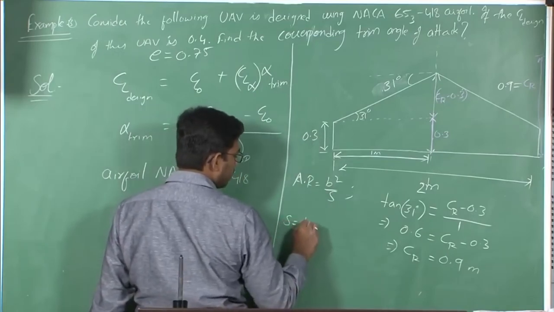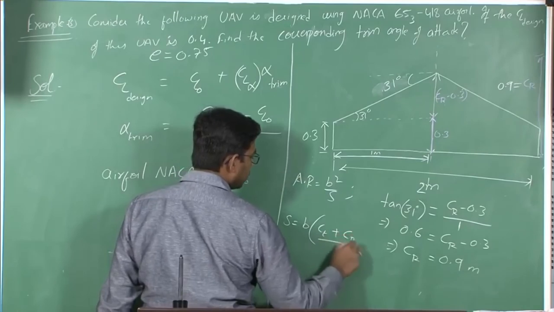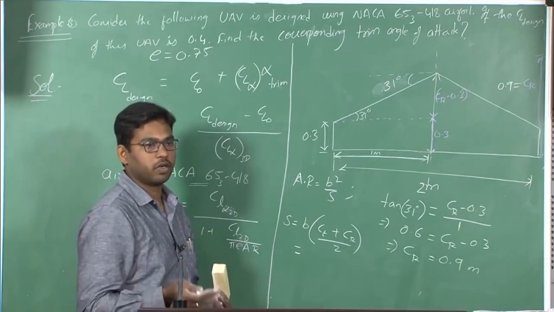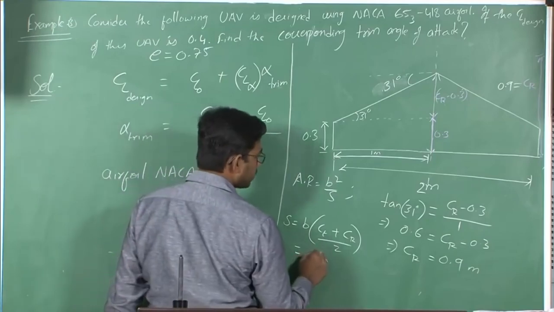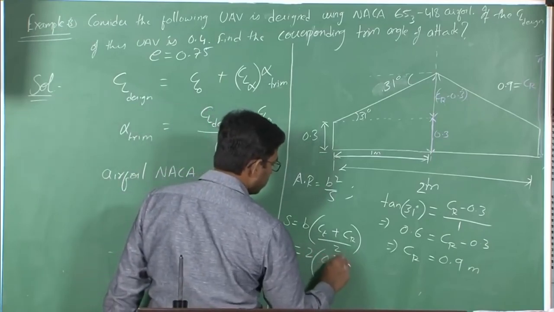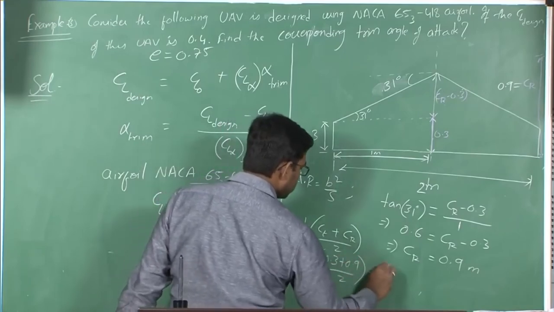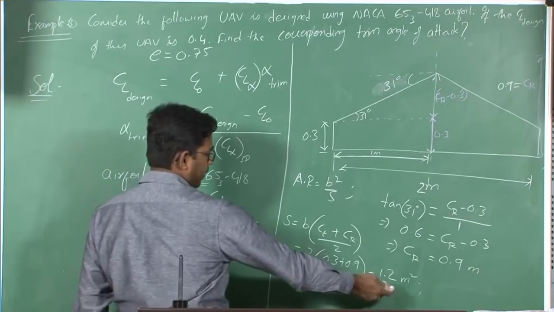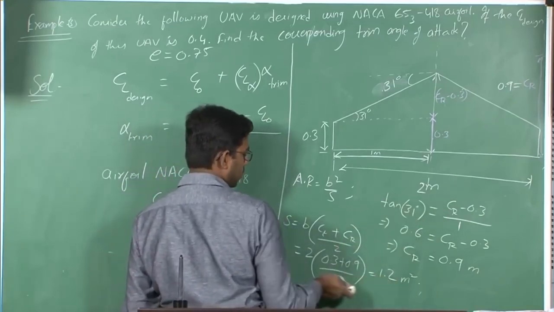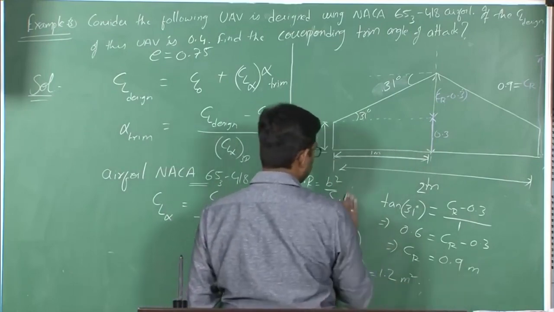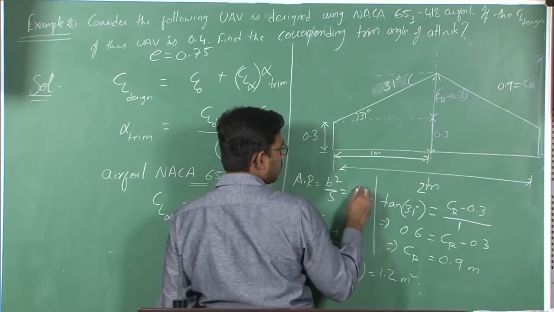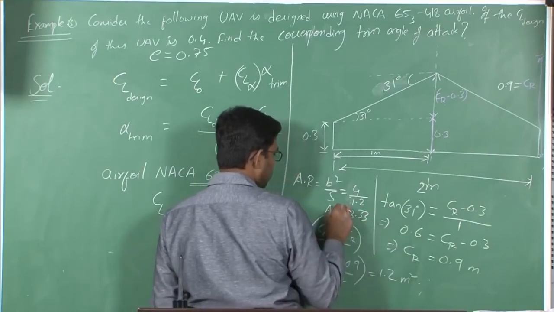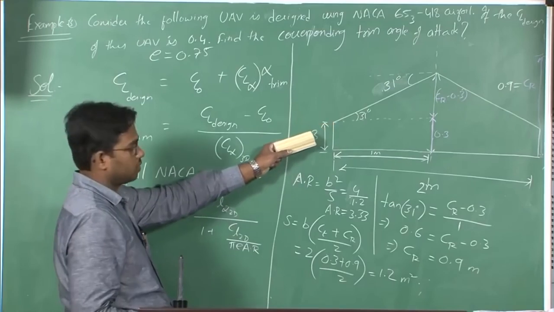Once I have CR, I can find out the area of this wing. What is the area of this wing? It is B into CT plus CR by 2, which is equal to B by 2 into CR multiplied by 1 plus lambda. So, B is 2 meter span into 0.3 plus 0.9 by 2, which is 1.2 meter square. Substituting the span 2 meter square and the 1.2 meter square area, we get the aspect ratio: 4 divided by 1.2, which is 3.33. So, the aspect ratio is low. It is a low aspect ratio wing UAV.